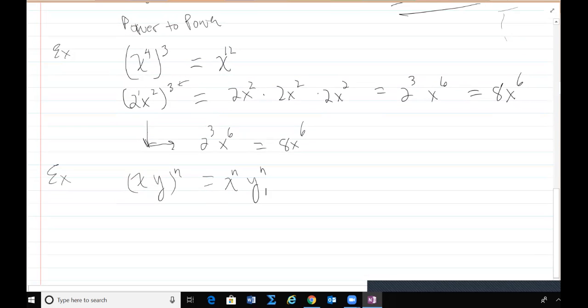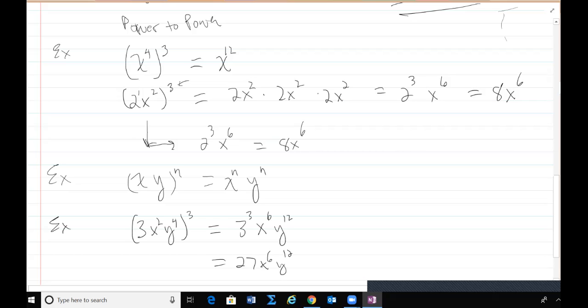Okay, so here's another example. So you're going to take 3x squared y to the 4th, and you're going to raise that all to the 3rd power. Well, it'll be 3 to the 3rd, x to the 6th, y to the 12th, using multiplication. That's a 27, x to the 6th, y to the 12th. Okay, so we got that now.